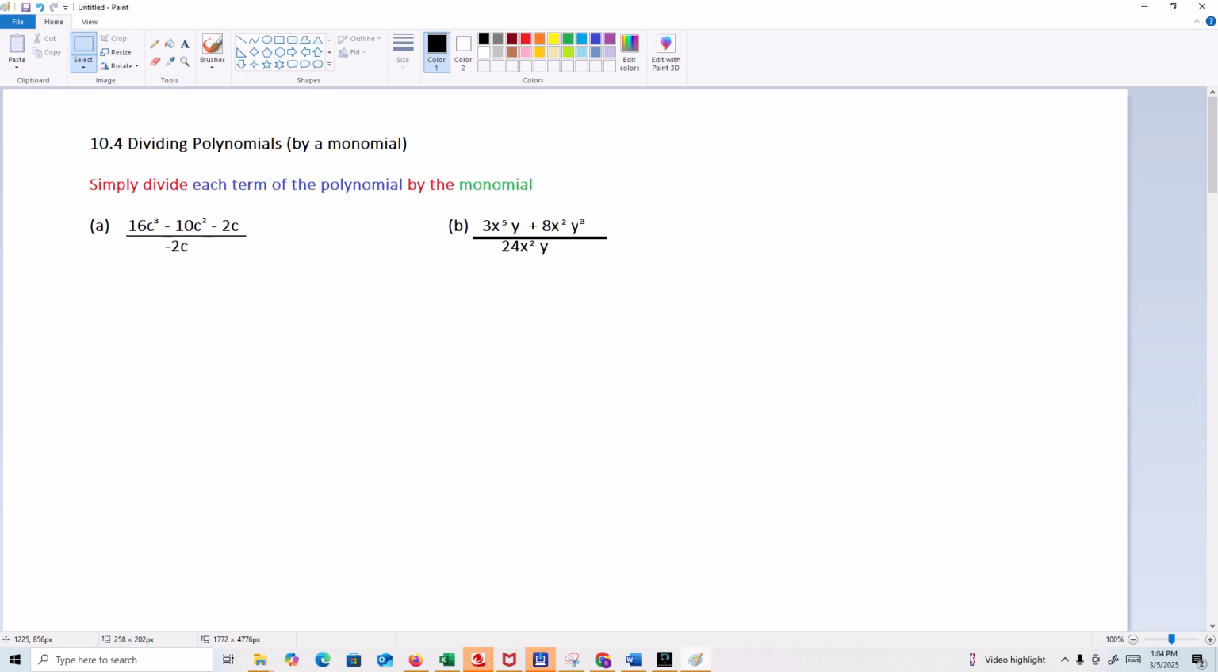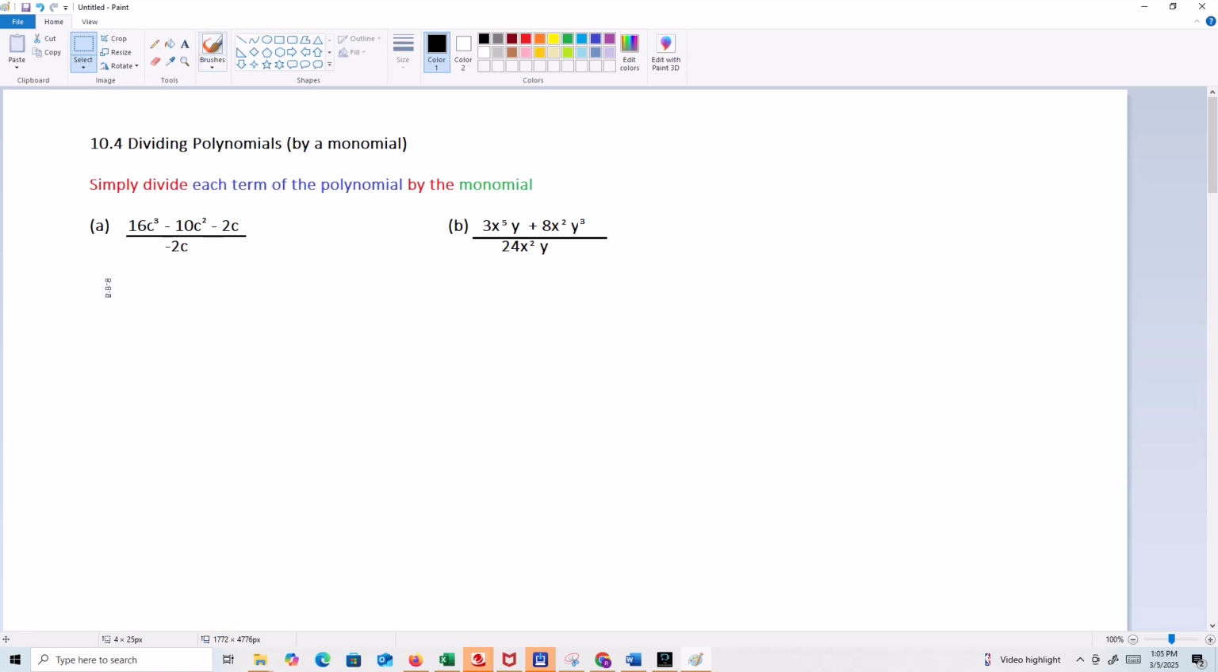Today we're talking about section 10.4, dividing polynomials, and we are simply talking about dividing polynomials by a monomial. To do this, you simply divide each term of the polynomial by the monomial, remembering that the terms are divided by addition and subtraction signs. So the polynomial in example A to your left has 3 terms in the numerator and 1 term in the denominator. So we'll need to set up 3 little division problems to separate those out.